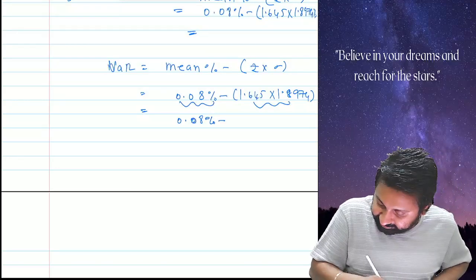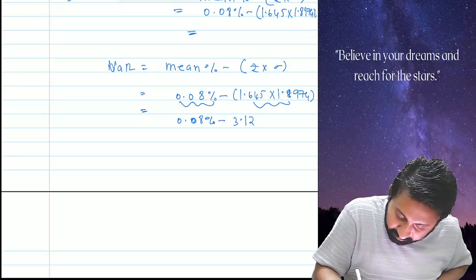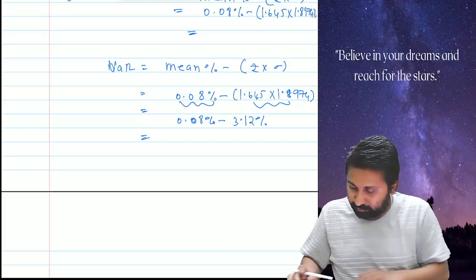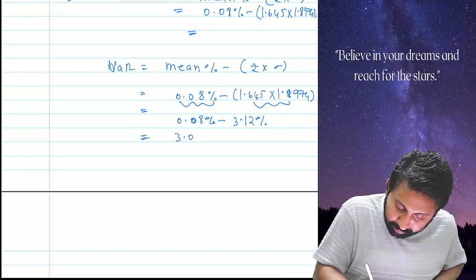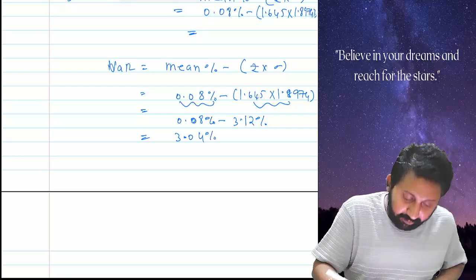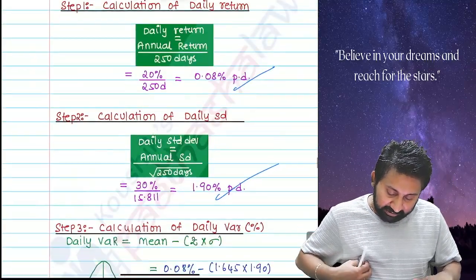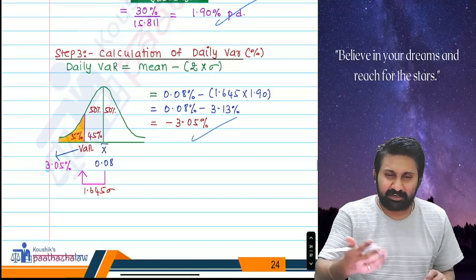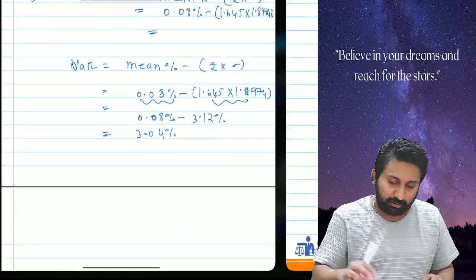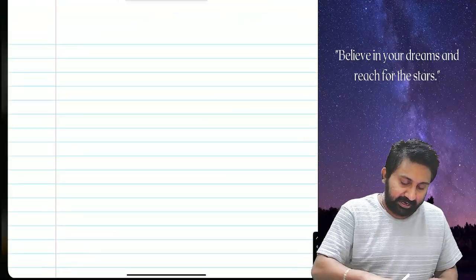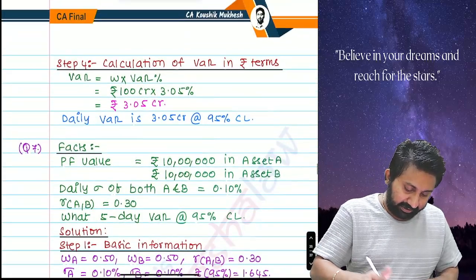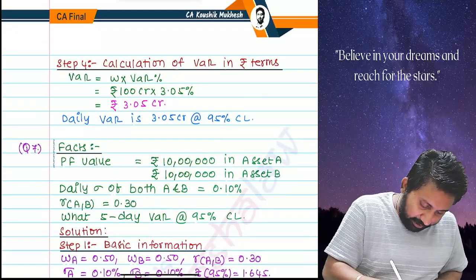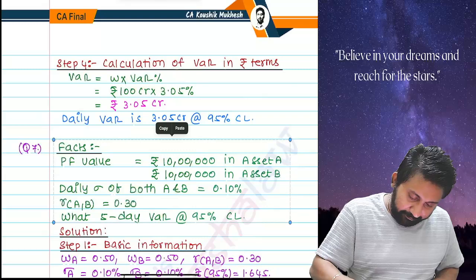So 0.08% minus 3.12%. It comes to 3.04%. They got the answer as 3.05%. A 0.01% difference is okay. Okay, you can do it in either way. Very important. This is the next problem, the next question we are going to take.